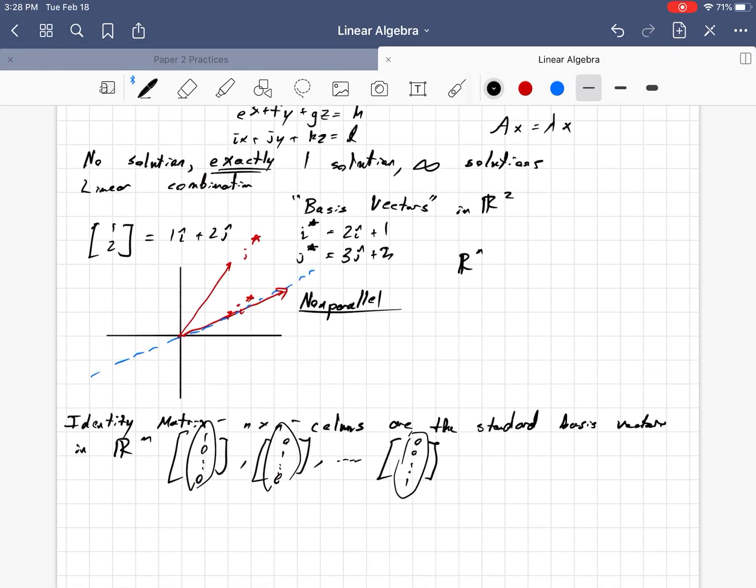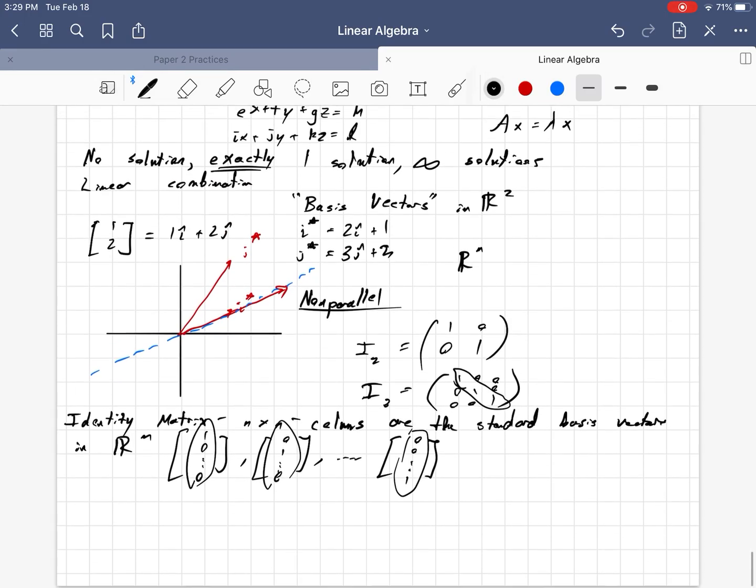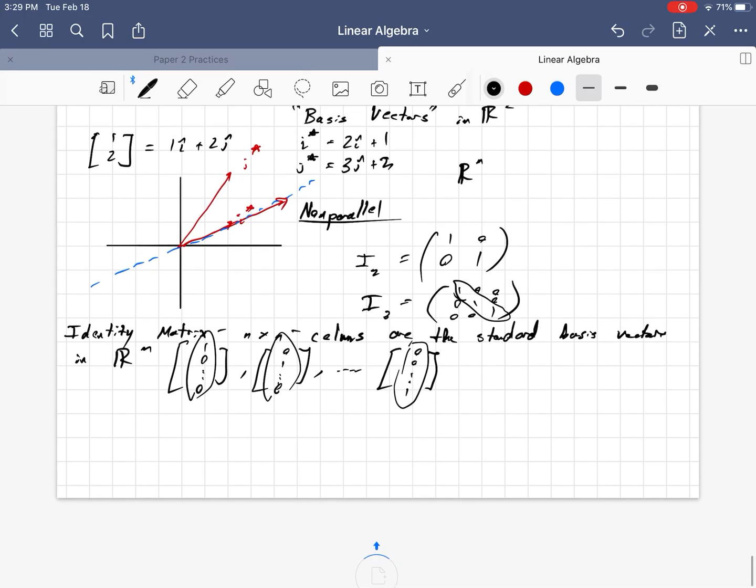So what would this look like? Maybe the 2-dimensional identity matrix, we would denote it as I sub 2. It would just be the matrix 1, 0, 0, 1. Or I sub 3 would look like 1, 0, 0, 0, 1, 0, 0, 0, 1. So it's a matrix with 1s along its main diagonal and zeros everywhere else, as you would expect since it's composed of the standard basis vectors.